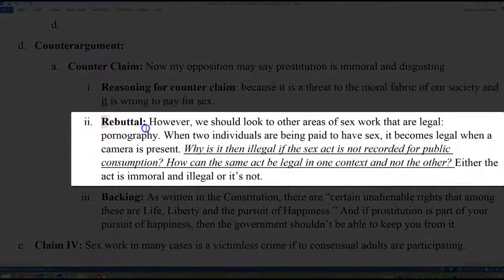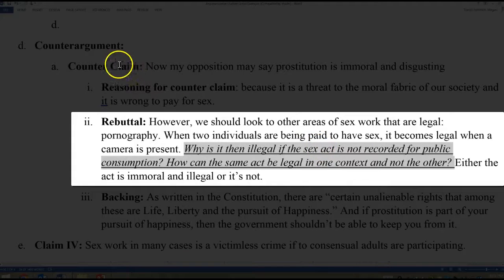And then the rebuttal: well, however, you should look at other areas of sex work that is legal, pornography, where individuals are paid but it's taped. And then she asks this question right here, why is one legal and the other one is not? That really doesn't make any sense. You might also be wondering why it's italicized and highlighted. That is because in this speech you also actually have to use a rhetorical device. Here she is using a rhetorical question, which is why she has highlighted it.